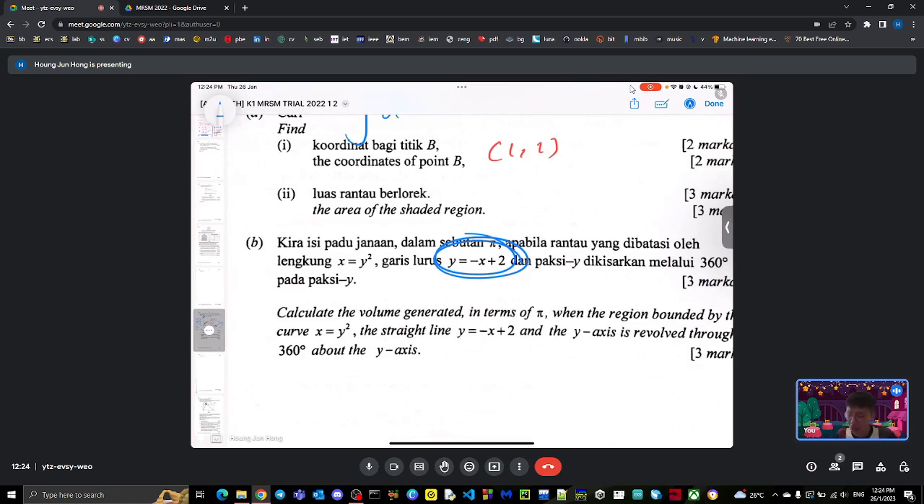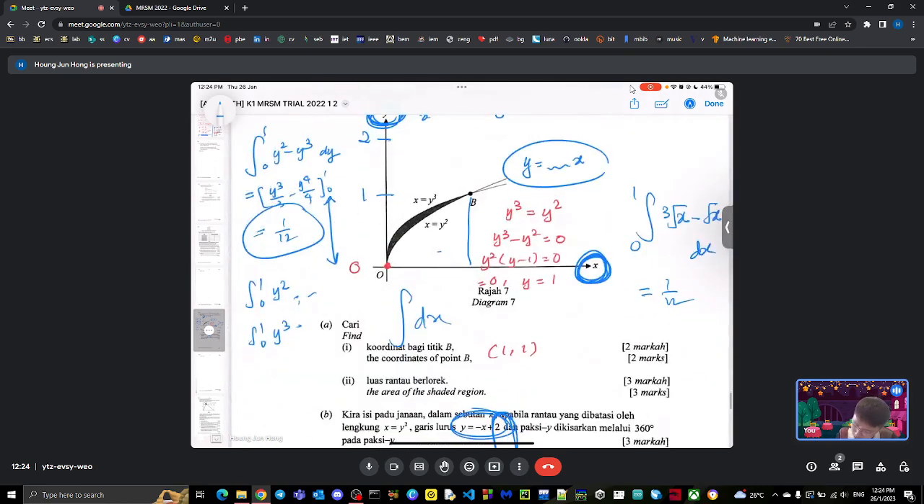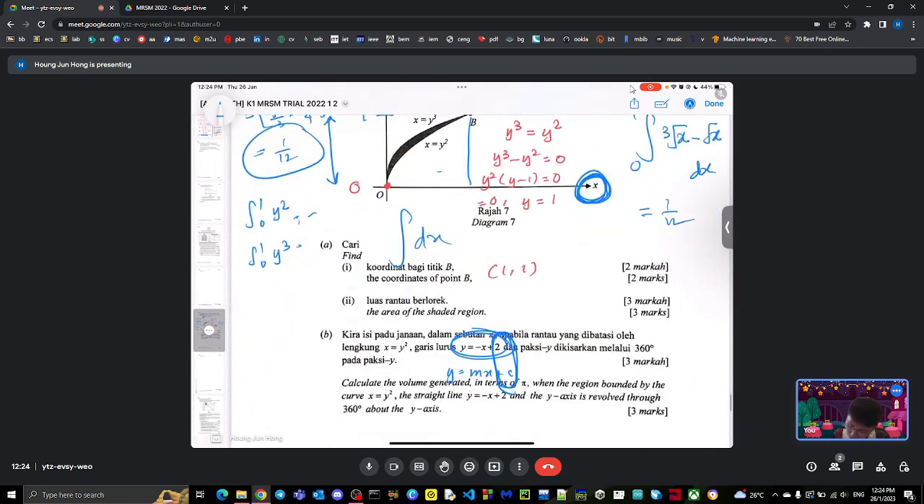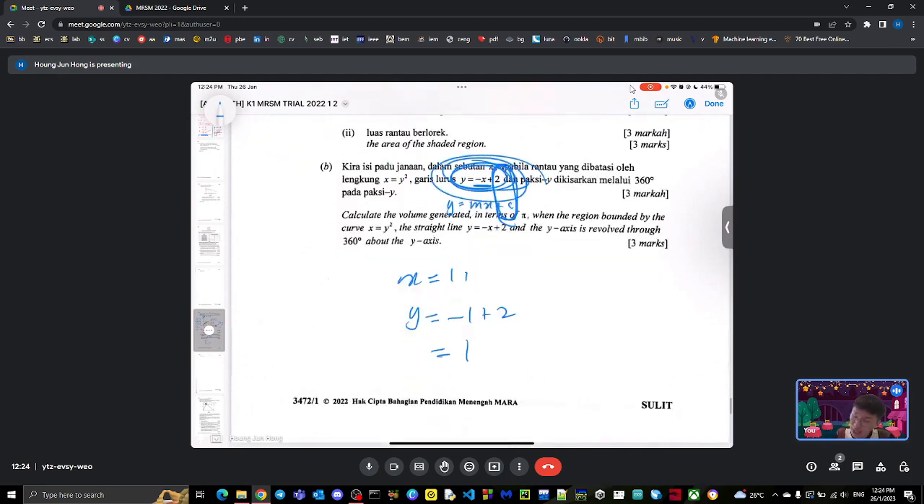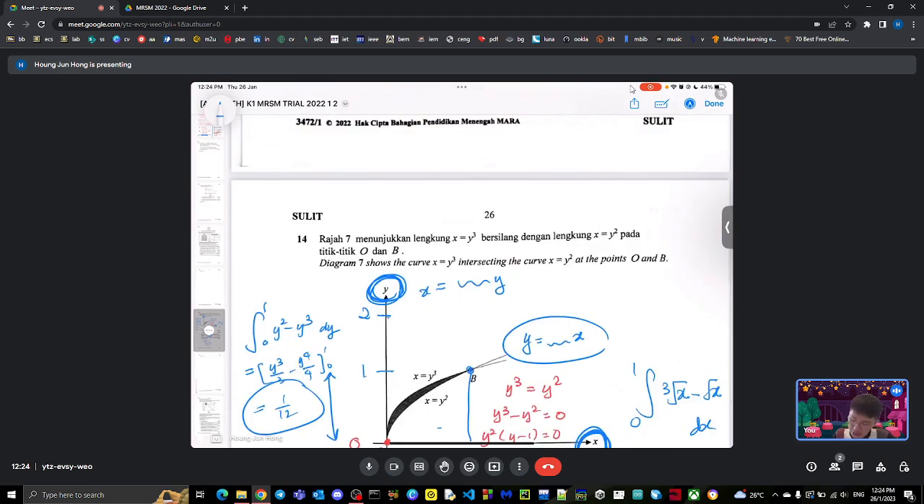So we know that based on the equation, it should be y equals mx plus c. So 2 is our c, which is the y-intercept. And then let's say we find a point. Let's say we take x equals 1, y equals minus 1 plus 2, which is actually 1. So this equation will pass through the point (1, 1), which is this point. You connect these points together, and you are done: y equals minus x plus 2.